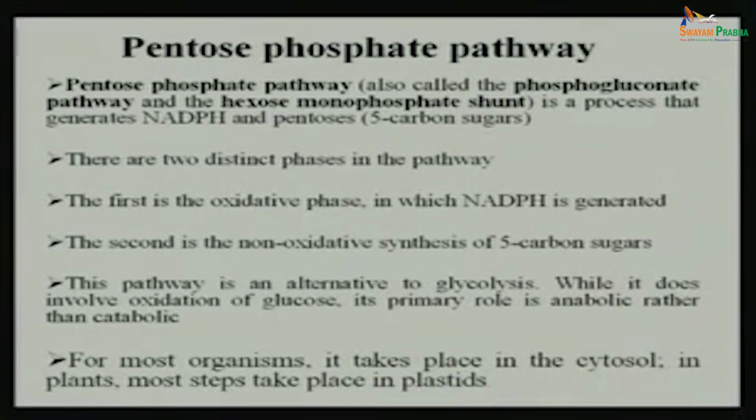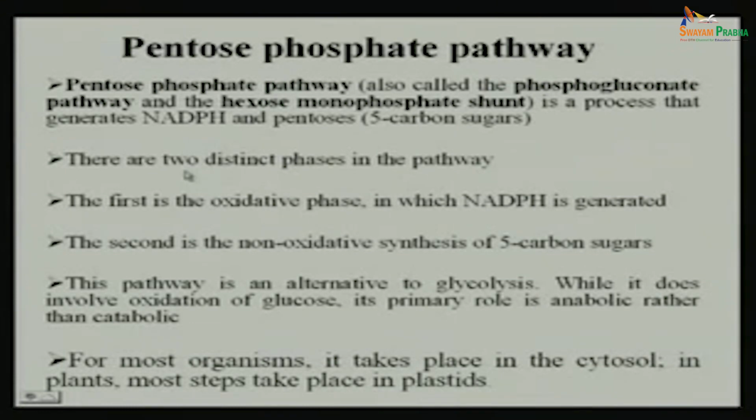And today I'll be starting with the pentose phosphate pathway, and then I'll be coming to glycogenesis and glycogenolysis. Now let us start with the pentose phosphate pathway. The pentose phosphate pathway is otherwise known as the phosphogluconate pathway or hexose monophosphate shunt. In this biosynthetic pathway, it generates NADPH and pentose sugar, that is 5-carbon sugar.